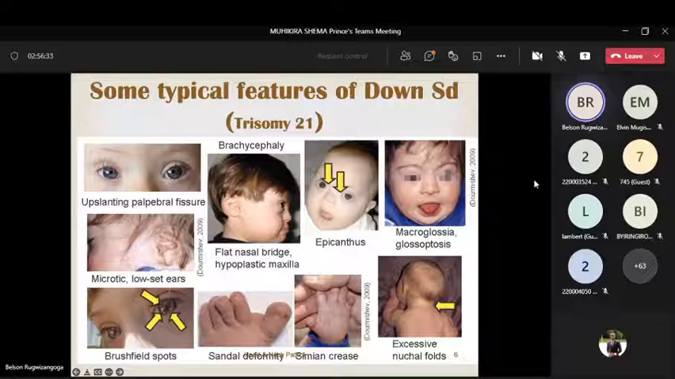Glosso is the tongue, you know that. Ophthalmoptosis is when the eyes seem to come out of the globe and come outside. So there are Brushfield spots in the iris. There you see the fingers and the toes, how they are.